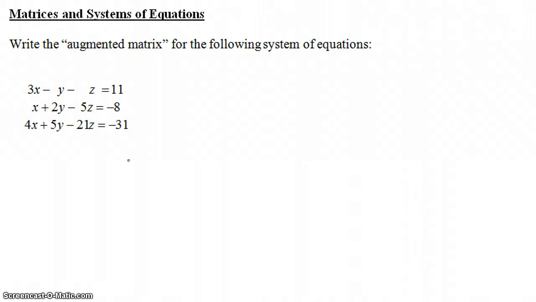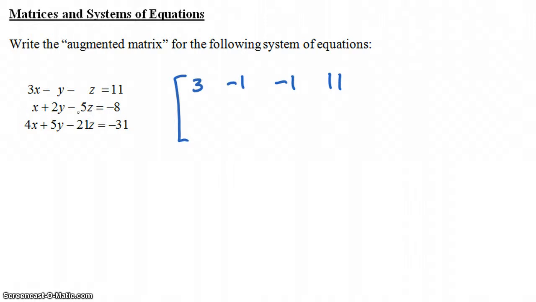Well, basically, we're going to turn this system of equations into a matrix, and that matrix is going to be a 3 by 4 matrix. It's going to have 3 rows and 4 columns. So the first row, we'll have 3, minus 1, minus 1, and 11. Notice the 3 came from the coefficient of x, the minus 1 and the minus 1 came from the coefficients of y and z, and the 11 is the number on the right side of the equation.